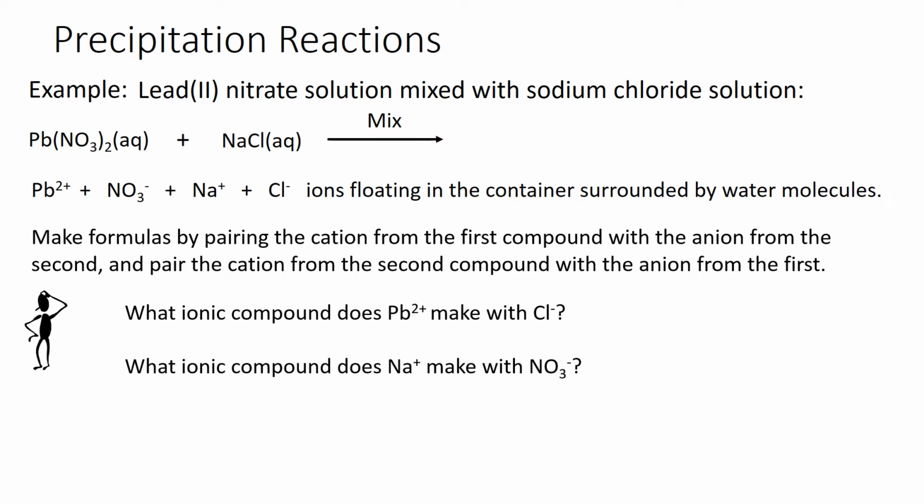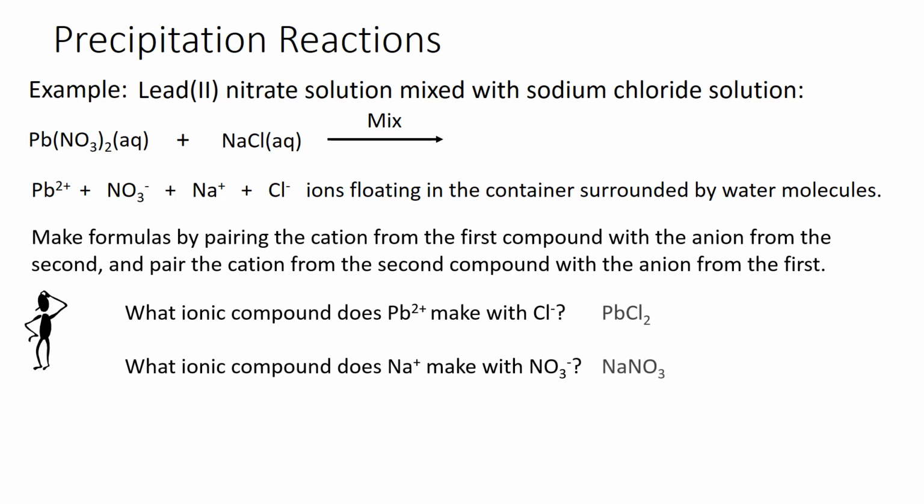So I'll go ahead and pause and let you think through it. I want you to write the formulas for what happens when you take that lead 2 ion and combine it with a chloride ion. What's the formula of the thing you get? What's the name too? And the same thing is true when you take the sodium ion and combine it with the nitrate ion. So I'll pause here and you restart when you're ready to move on.